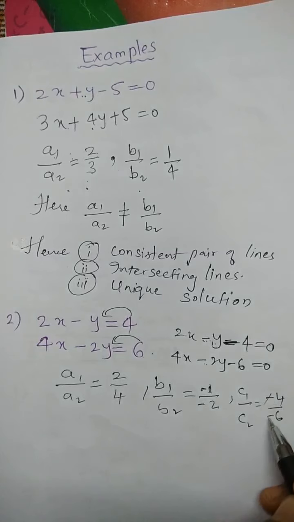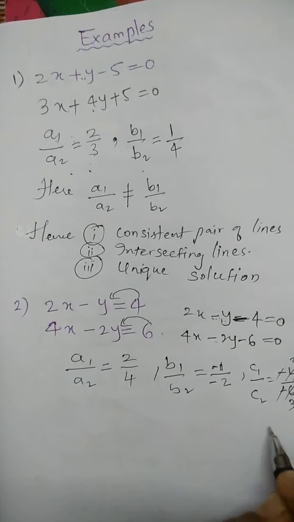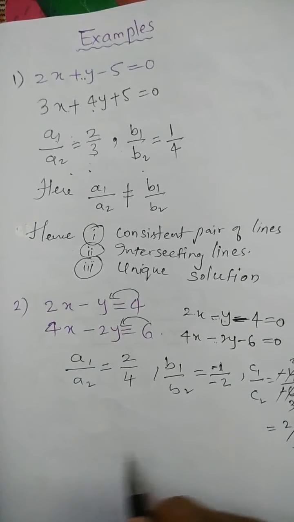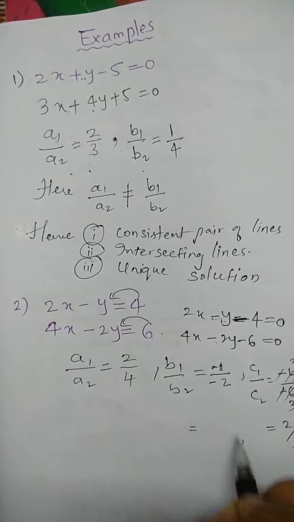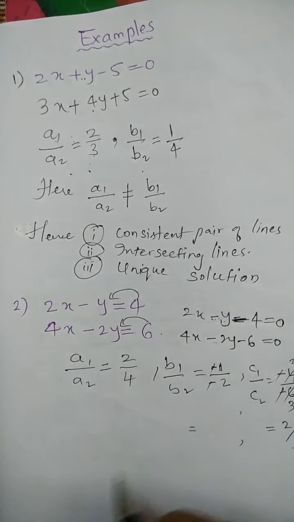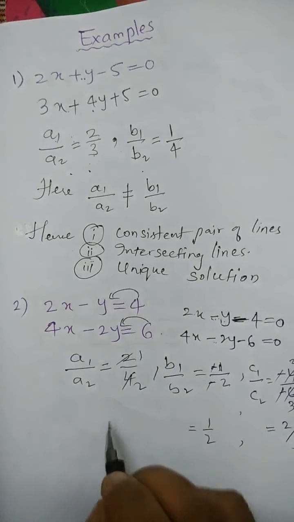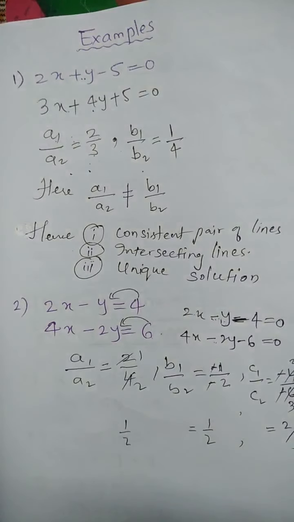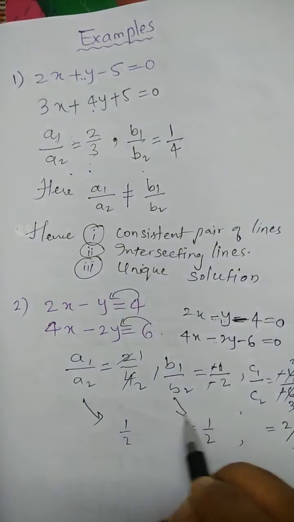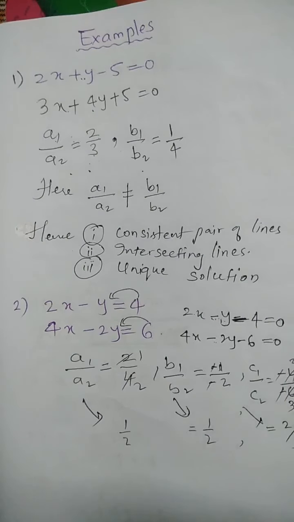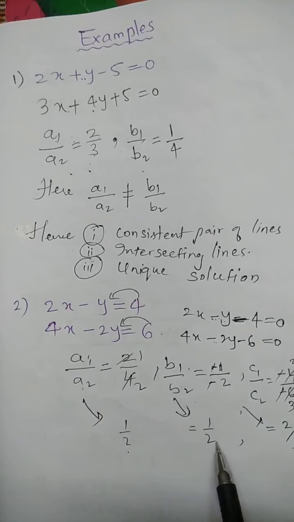So minus minus will become plus. 2 2s are 4, 2 3s are 6. So you will get this value 2 by 3. And this value, minus minus plus, you get 1 by 2. And 2 1s are 2, 2 2s are 4. This value you get 1 by 2. So what do you observe? A1 upon A2 is 1 by 2. B1 upon B2 is also 1 by 2.